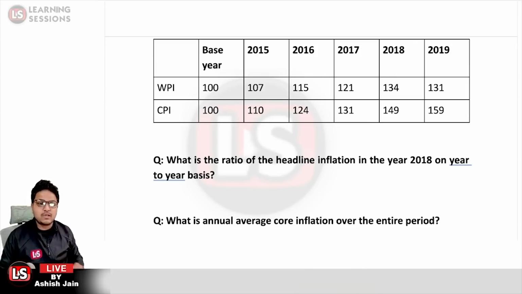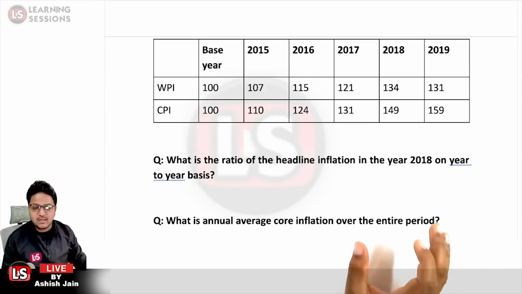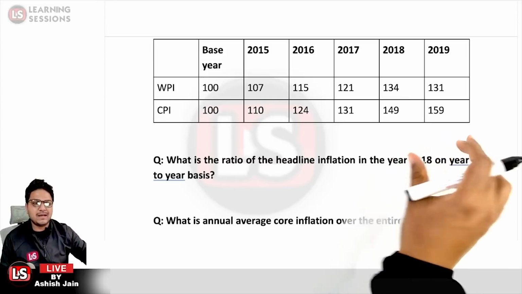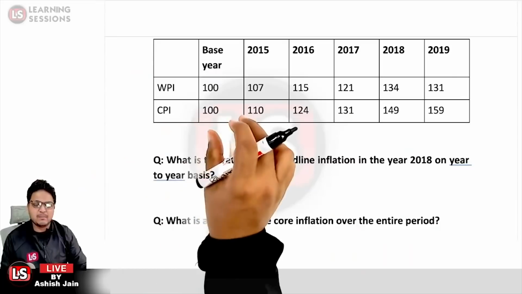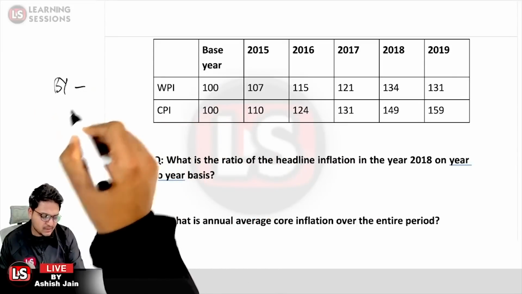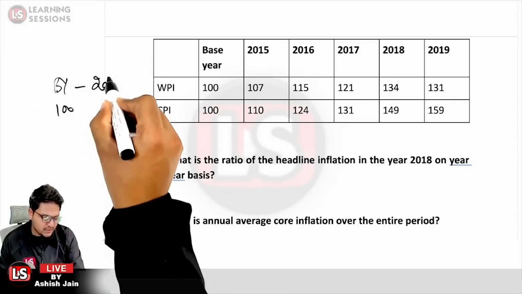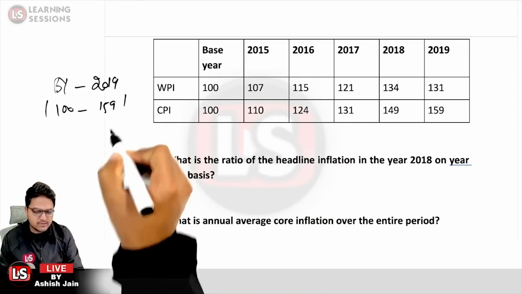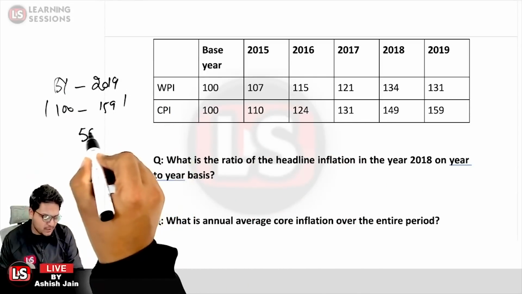So it will be over the 5 years average. We'll be taking the difference between the last year, that is 2019, and the base year. For the base year, it is 100, and for 2019, the CPI is 159. We will take the mod value of this, that is the absolute value, which is 59 over here.